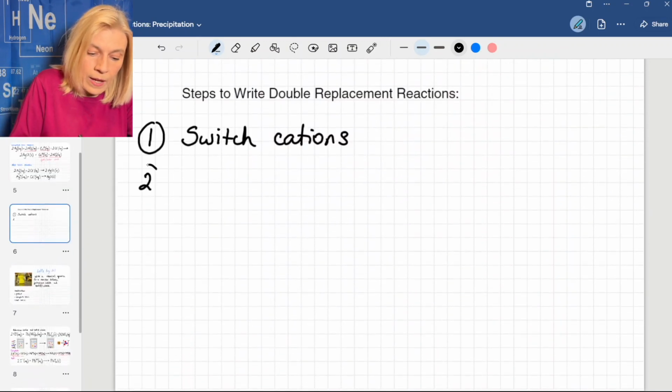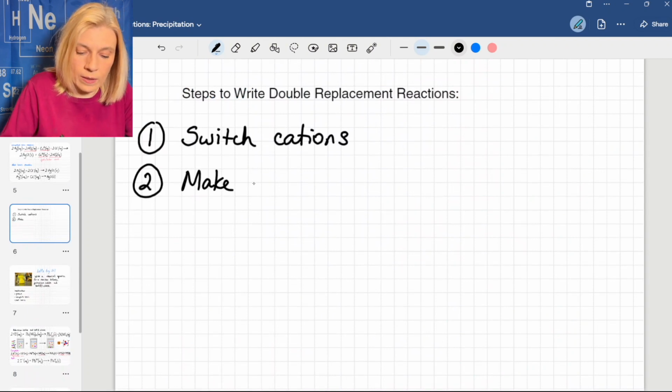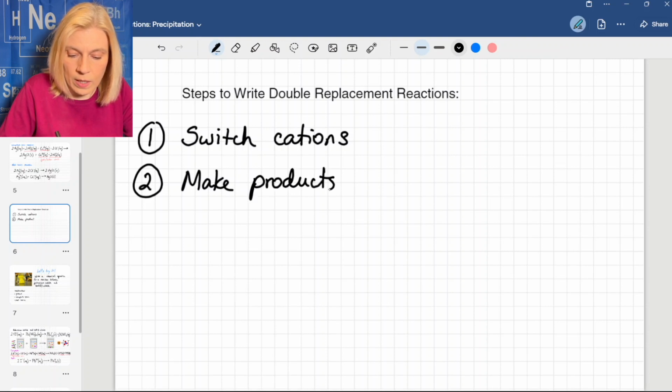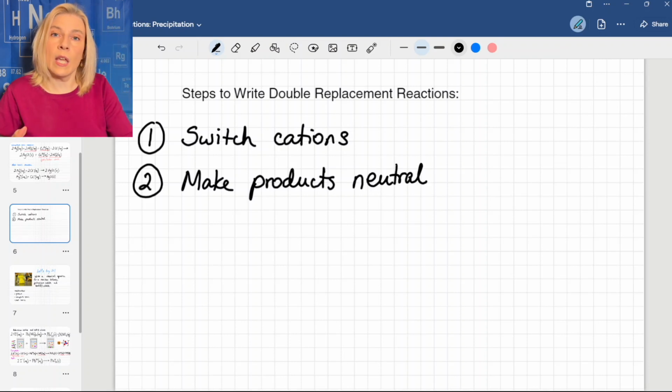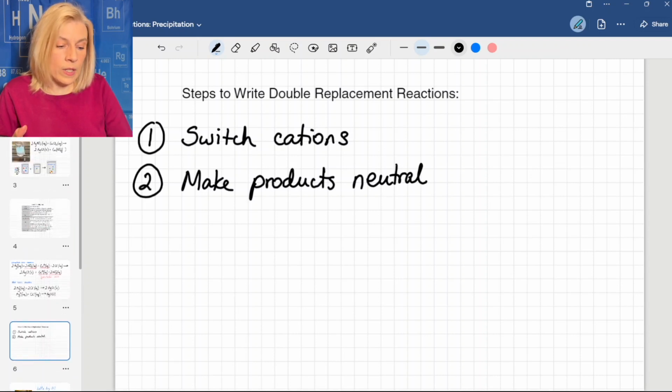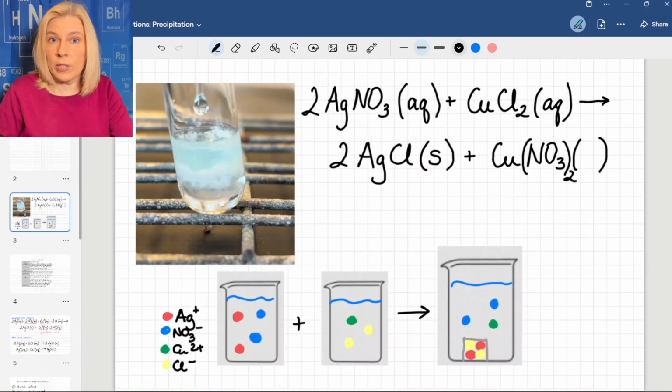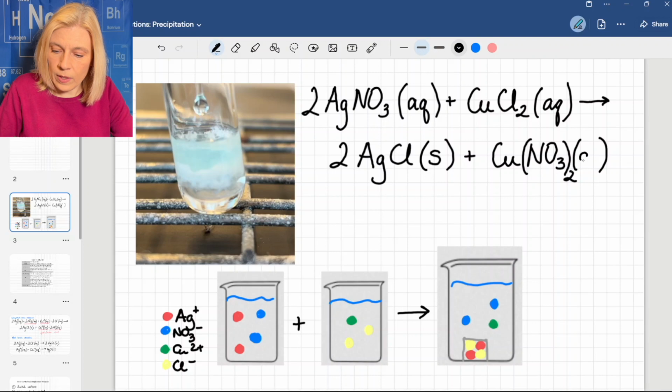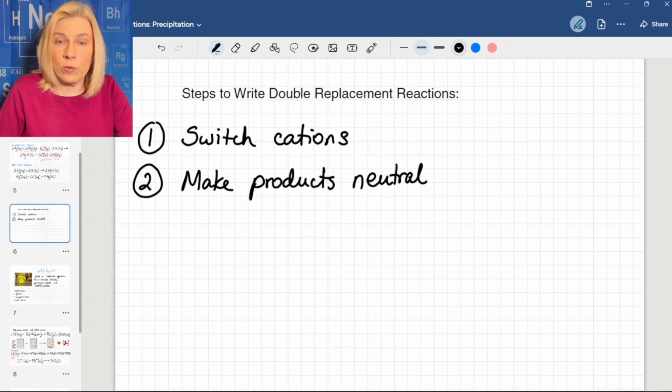Number 2, after you switch, then you're going to make your products, your new ionic compounds. Make sure the products are neutral. Make products neutral. This is where I was thinking about the charges, and I had to quickly fix things. So do you remember? I first wrote copper nitrate, and then I realized copper is 2+, nitrate is -1, and I had to have 2 nitrates. Oh, and this was my AQ. So make your products neutral.